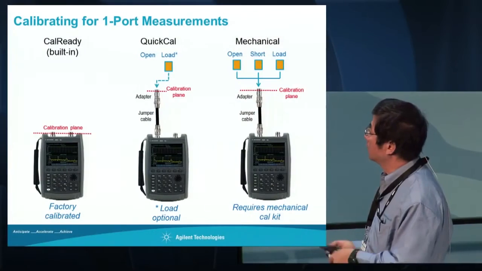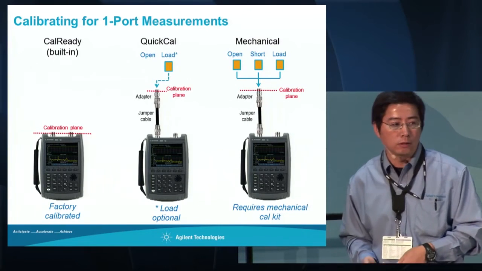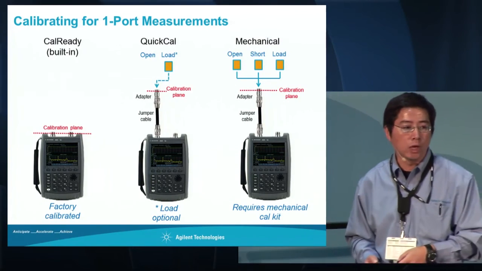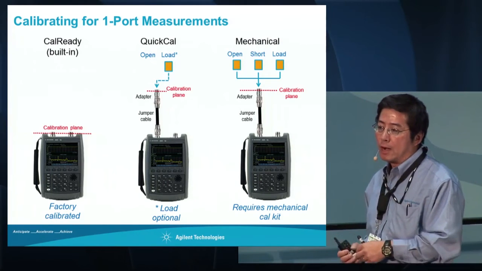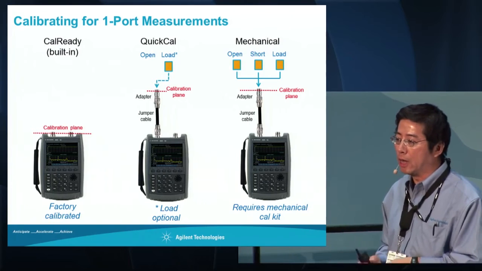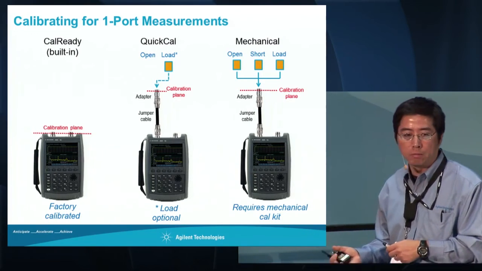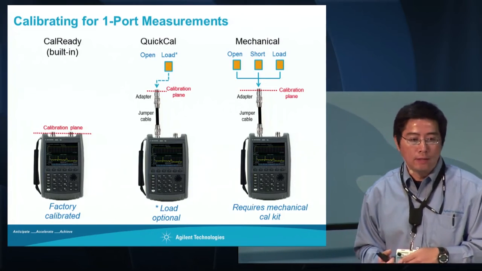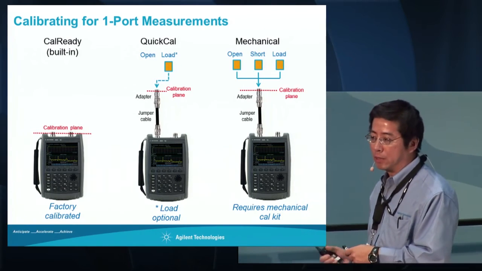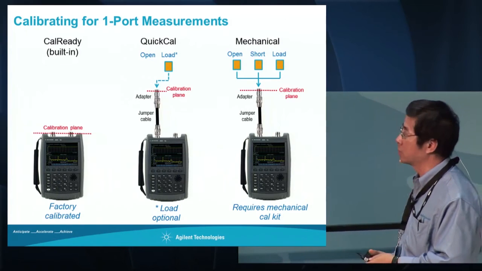And if you want to connect to a jumper cable or extend the reference plane to the end of the cable, we have a method we call quick cal. FieldFox has a built-in eCal module. You can think of it as an eCal. We automatically measure the electrical length and the loss of the jumper cable, and we compensate for that and give you a more accurate measurement. Also, when temperature changes, we can compensate for the temperature change as well.